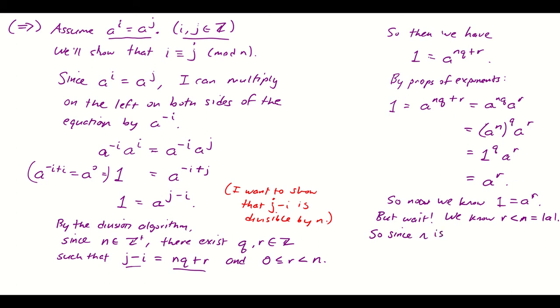Since n is the smallest positive integer, since that's true, we must have r equals 0. Okay, and because r equals 0, and remember r was in this equation over here that I'm circling in red, that means that j minus i has to be just nq.